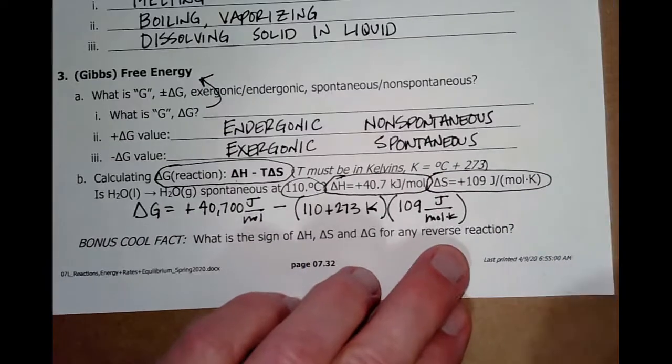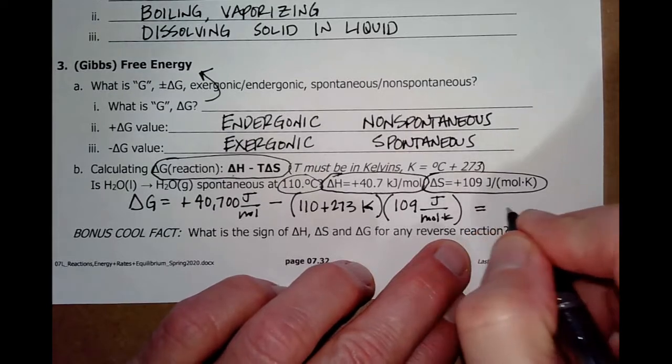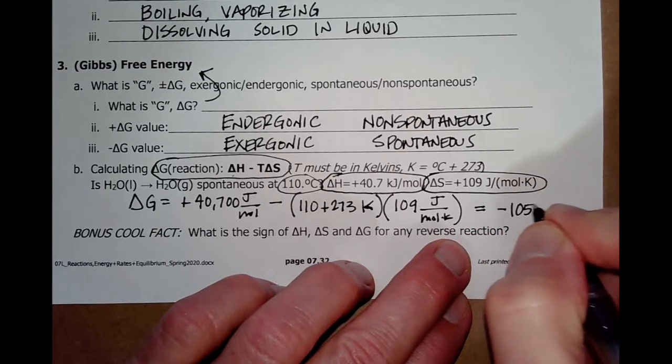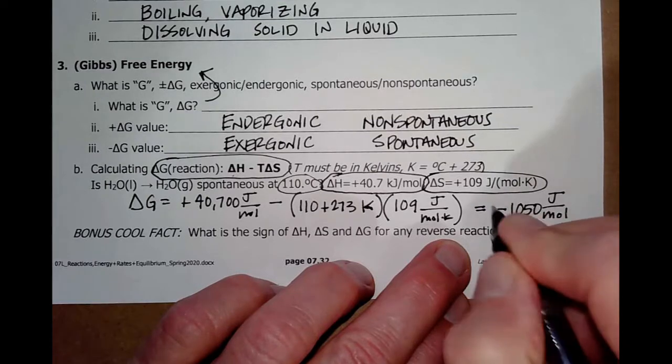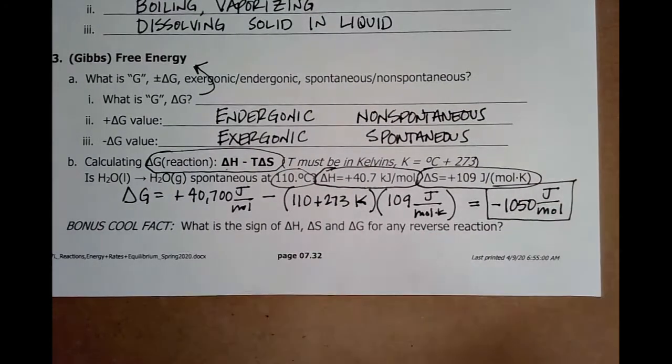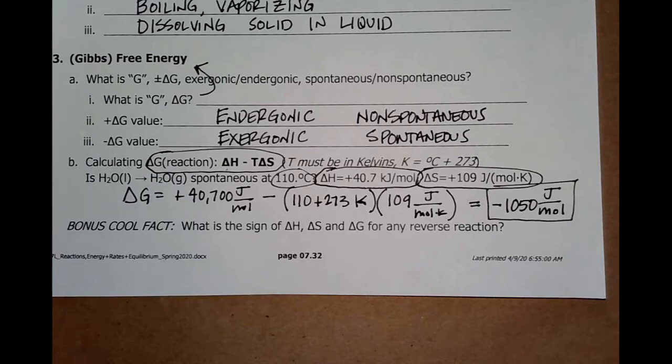And let's see, when I did this math, I ended up with minus 1050 joules per mole was my delta G. So I could say, yeah, that's spontaneous. You put that stuff together at that temperature and it will happen.